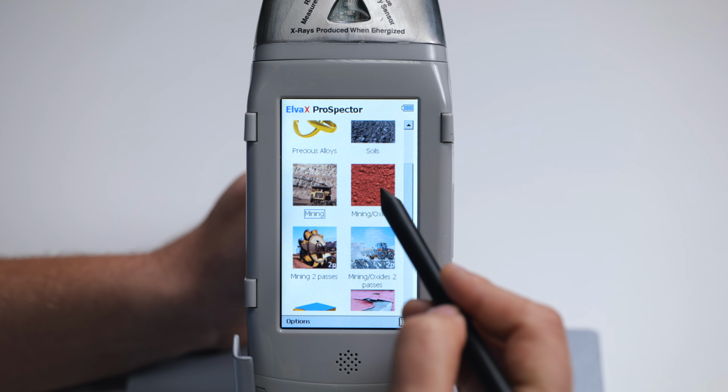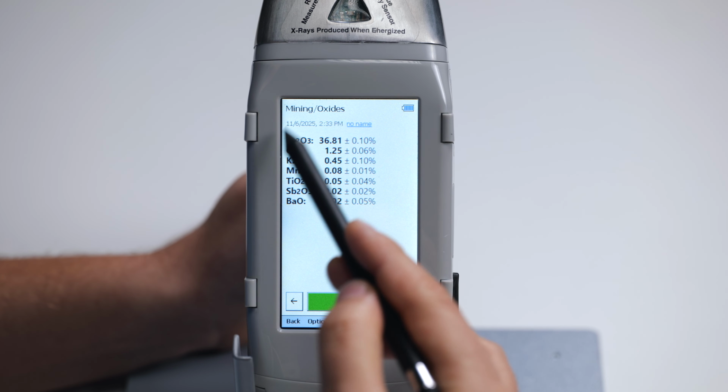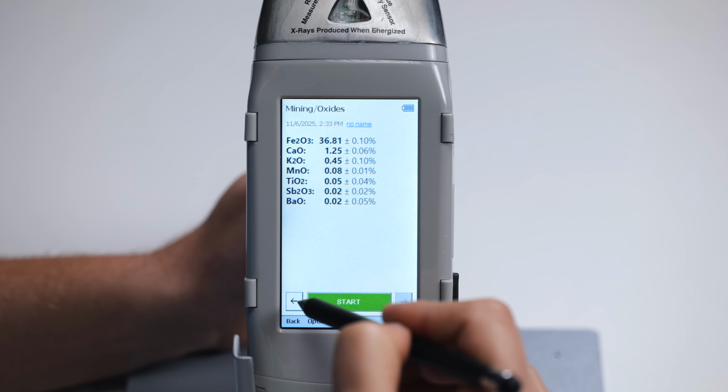And the second mode is mining with oxides. Here ProSpector 2 does the same measurement, but converts the elements into oxides according to their chemical formulas. On the screen of the analyzer, you no longer see ferrum and aluminum, but you see SiO2, Al2O3, Fe2O3 and other oxides, and also loss of ignition.